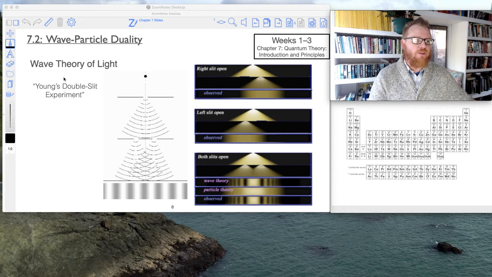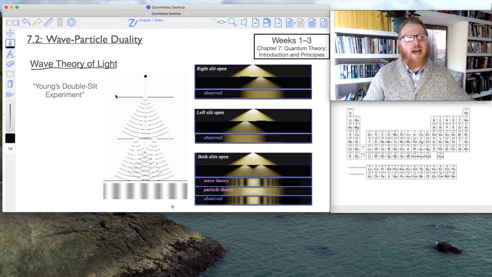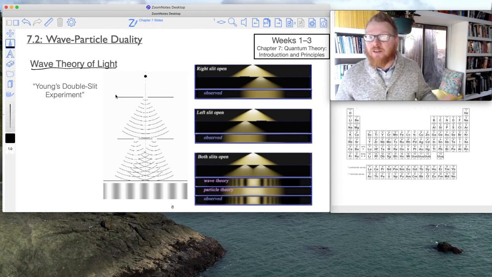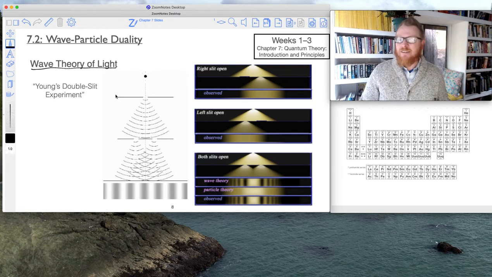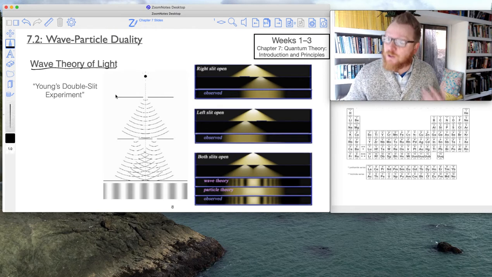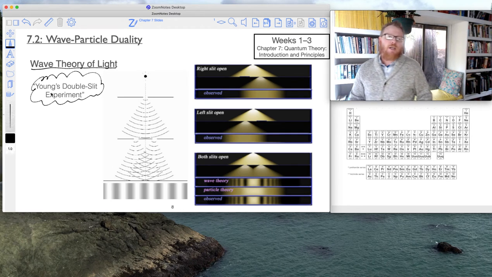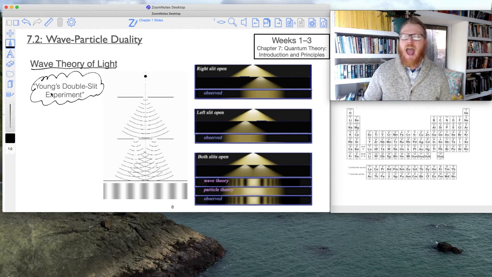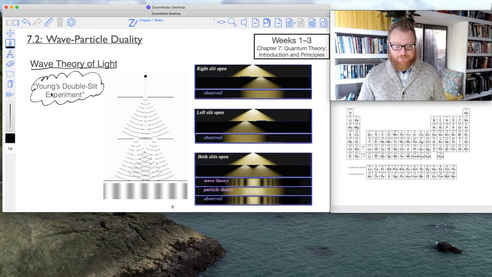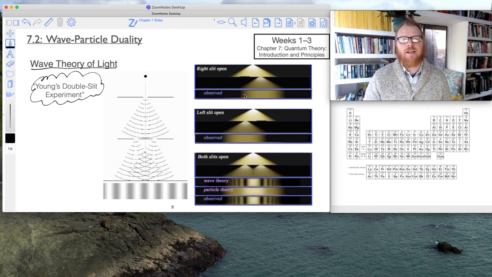So the first thing that I want to talk about is the wave theory of light. And so, of course, wave-particle duality, meaning light can behave as a wave, but also as a particle. So Young's double slit experiment is kind of the famous experiment showing how light acts as a wave. And the experiment goes something like this.